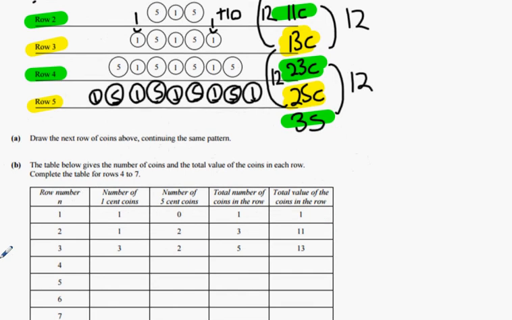Okay, we did that already. We're on the board. They probably chuck 10 marks at you just for doing that. Okay? Next thing. In the table below, the number of coins and total value of the coins in each row. Complete the table for rows 4 to 7. In row 4, how many 5s do we have? 4 5s. How many 1s do we have? 3. How many total coins is that? 7. And total value? 23. We did that already, didn't we?